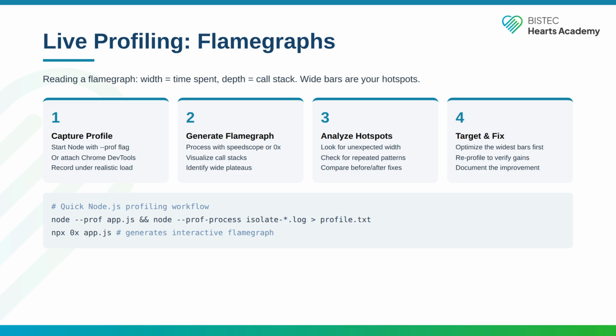Step 3. Analyze the hotspots. Look for wide plateaus at the top of the graph. These are functions consuming significant CPU time. Look for unexpected patterns. If JSON.parse is showing up as 40% of your CPU time, that's a signal that you're deserializing too much data or deserializing too frequently.